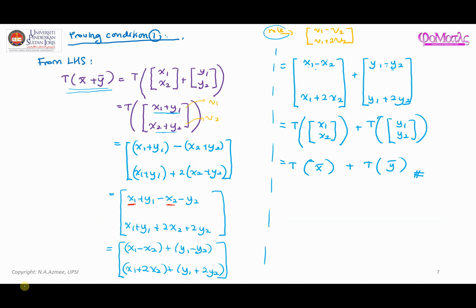Okay, next we are going to try and prove the second condition. And again, I'm going to start with the left hand side. So from the left hand side, we have this notation. We can start with T of C x bar. And I'm just going to replace what is C x bar. So C x bar is C times x1, x2. So x bar here is vector x actually, okay?